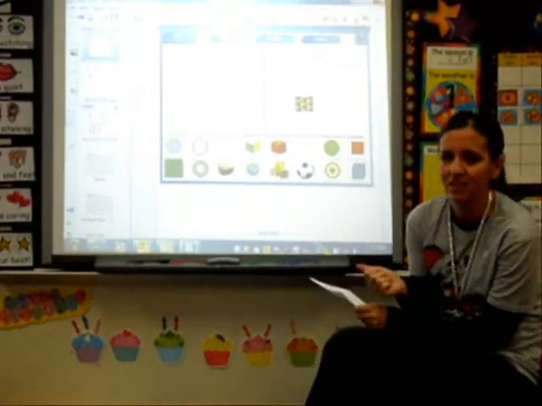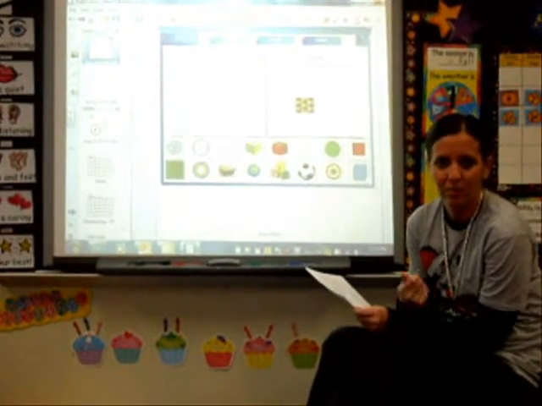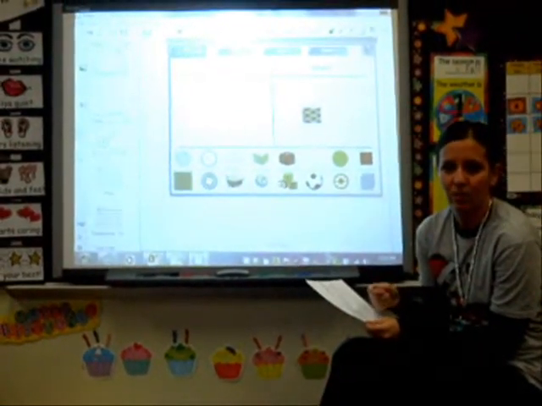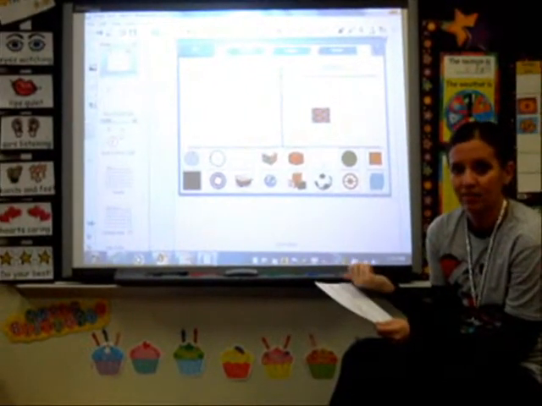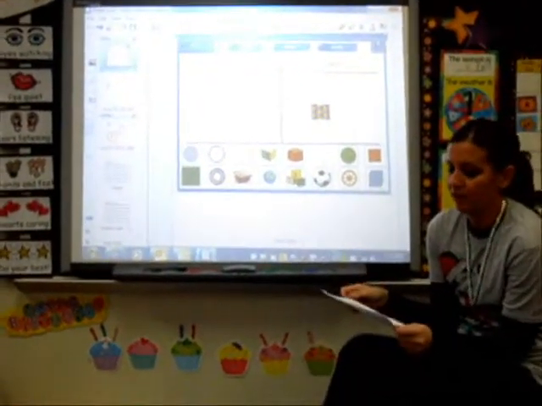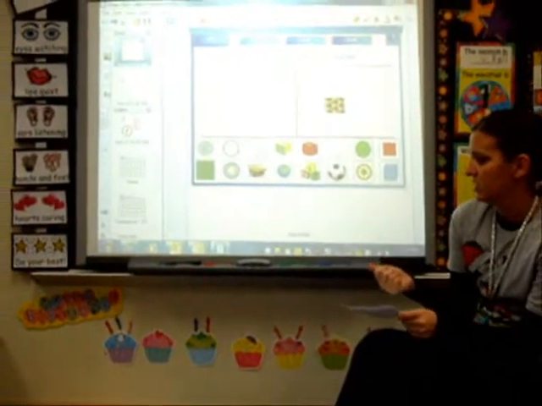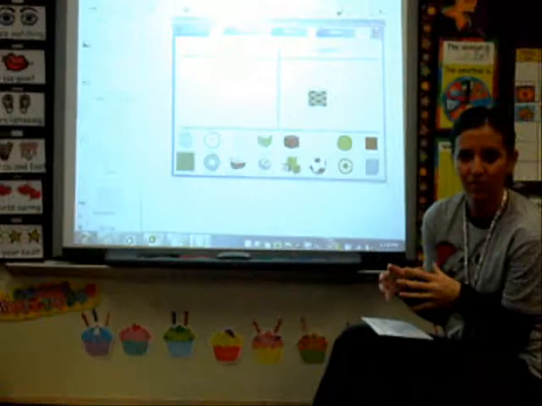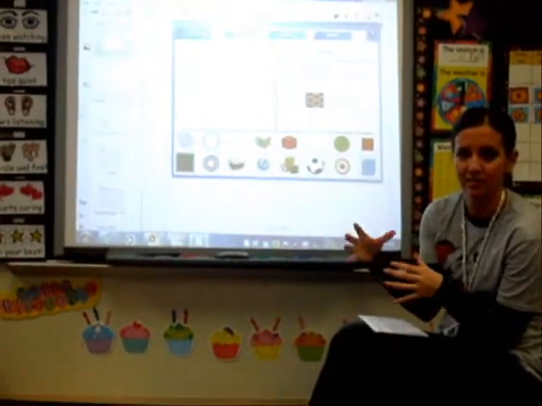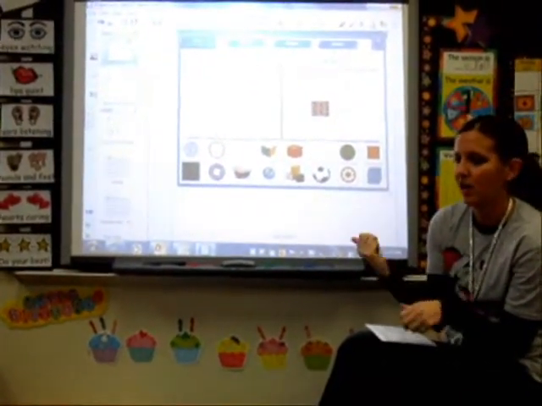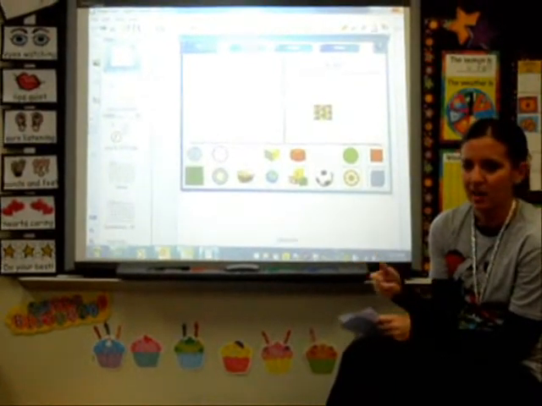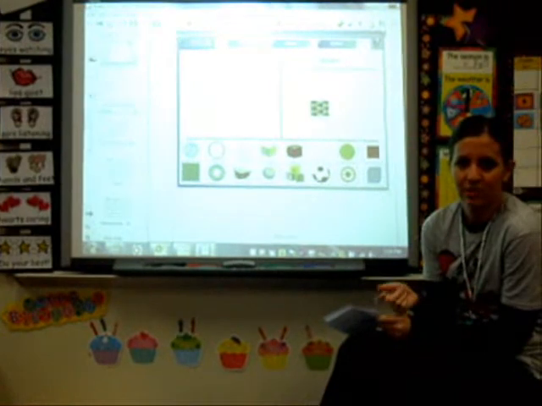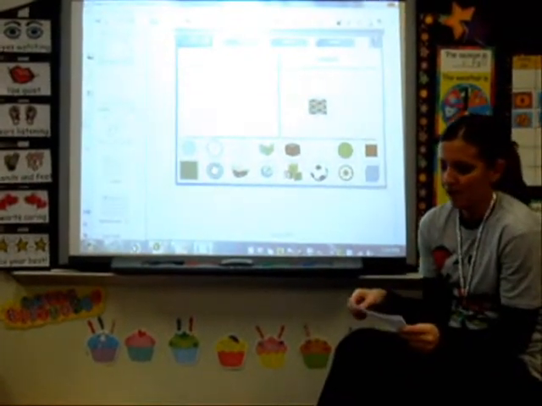I also use it a lot for modeling handwriting when we're practicing a new letter, to show them what the letter looks like and how to form it, and they can come up and also practice the letter or write the letter. If I'm teaching a new website for them to use at the laptop computers for a center, I model how to use it, and we play it together on the SmartBoard, so they're able to do it independently at the center.